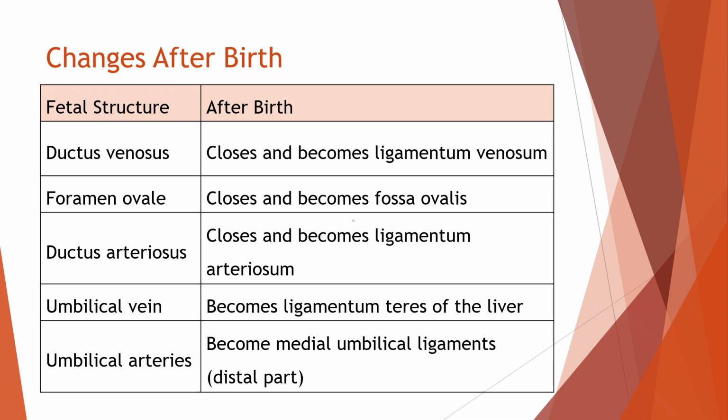The moment the baby is born and takes its first breath, the lungs start functioning. The baby no longer depends on the placenta for oxygen. From now on, oxygen comes directly from the lungs. Because of this, the special fetal shunts are no longer needed. They gradually close and become ligaments.